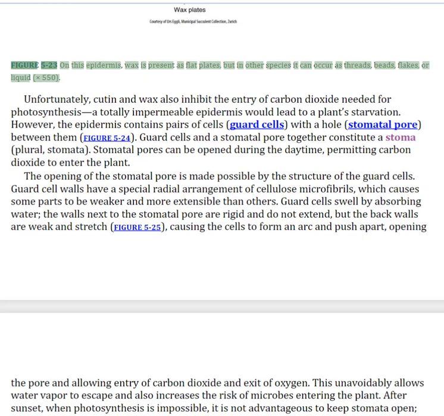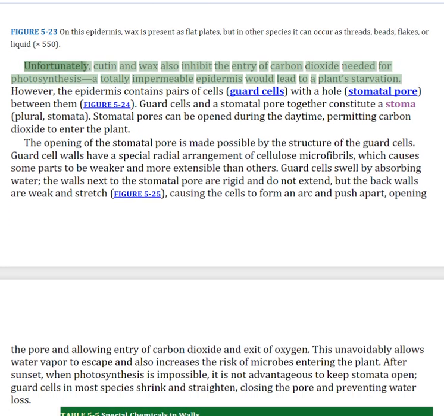Figure 5.23. On this epidermis, wax is present as flat plates, but in other species it can occur as threads, beads, flakes, or liquid. Unfortunately, cutin and wax also inhibit the entry of carbon dioxide needed for photosynthesis. A totally impermeable epidermis would lead to a plant's starvation.